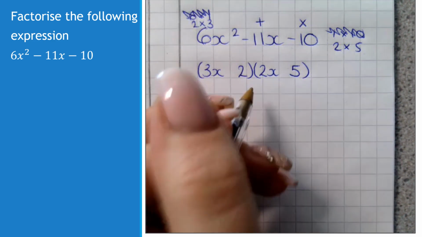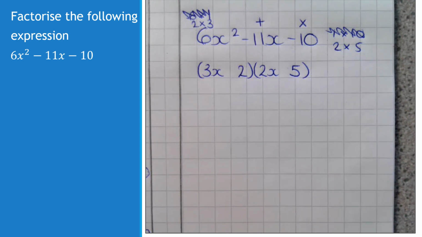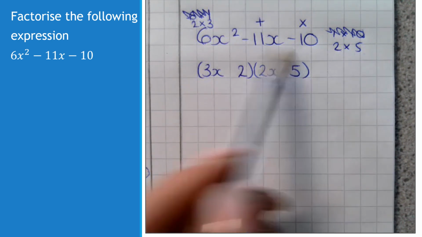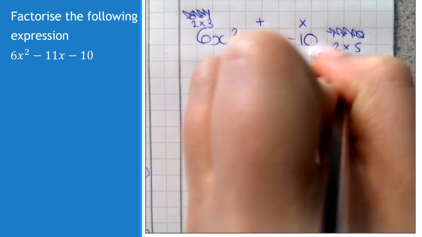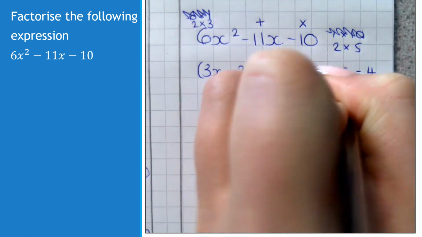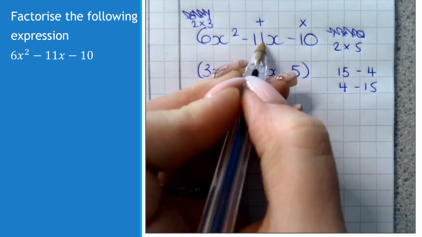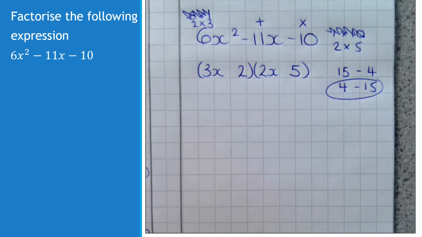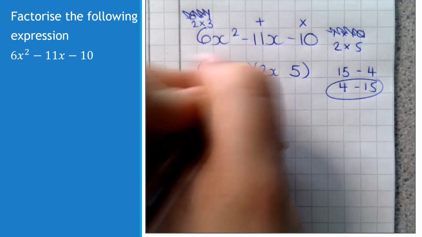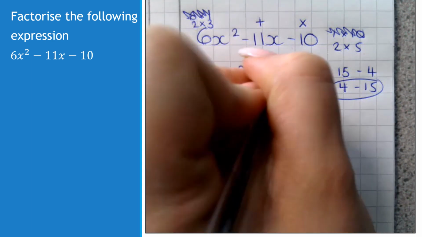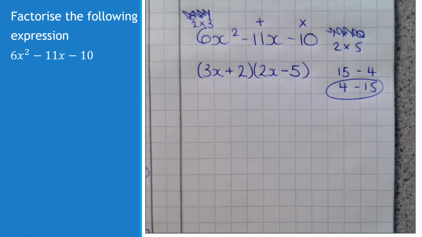I like to get my numbers sorted first, then decide on the signs. So I know they've got to be different. I want to make negative 11. So again, I need to think, do I want to do 15 minus 4 or 4 minus 15? Because I want to make negative 11, this is the factor pair that I'm going to choose. So I want 4 to be positive, which is going to be the 2, because it's going to get multiplied by 2. So that sign is going to be positive, and that sign is going to be negative.